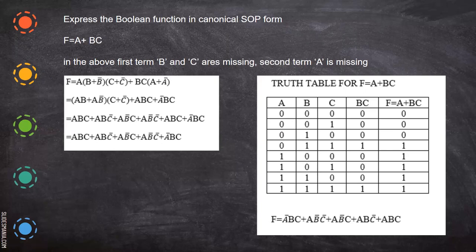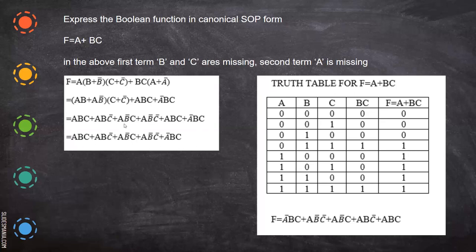Then we'll see how you can write a truth table for this. Now first we write a canonical SOP form: A plus BC. In this, BC is missing; here A is missing. So now we substitute B plus B bar and C plus C bar. Then here BC, A plus A bar. Then AB, AB bar, again C plus C bar. Here ABC, A bar BC. Now what we do is ABC, ABC bar, AB bar C, AB bar C bar. Now finally, we get this value.